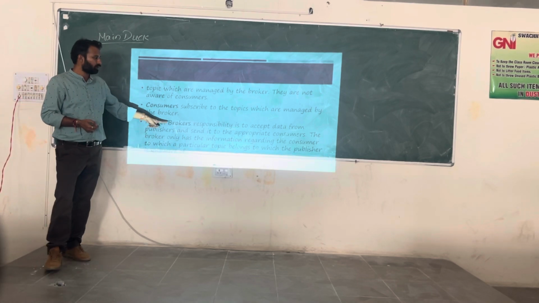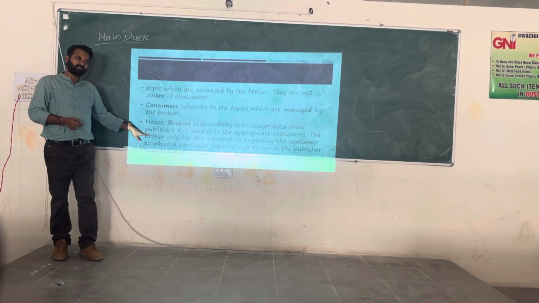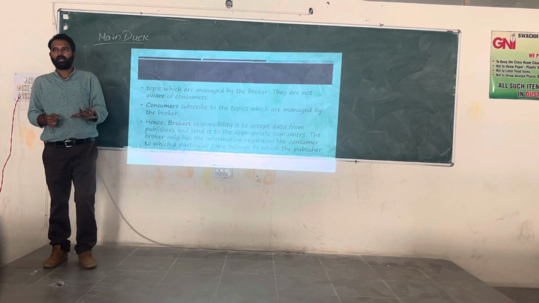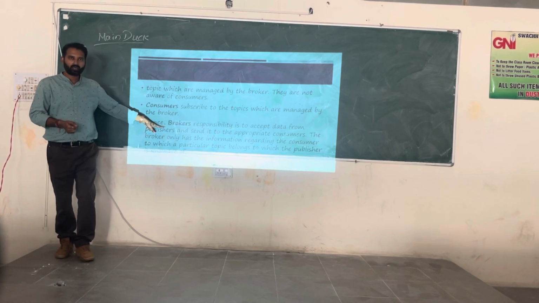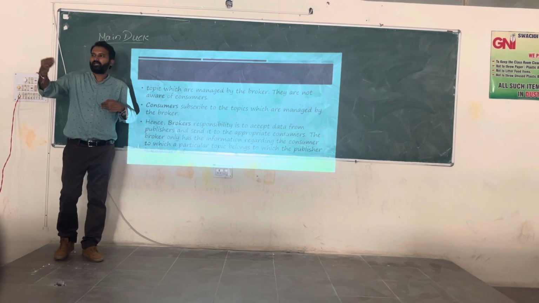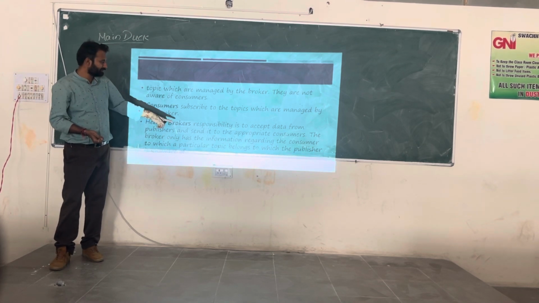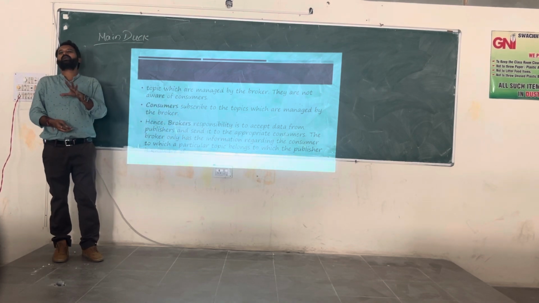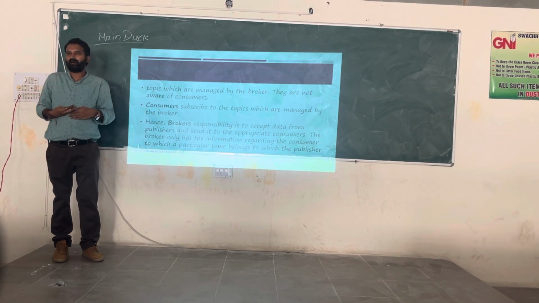Understandable? So the broker's responsibility is to accept the data from the publisher and send it to the appropriate consumer. Say sir. I'll revise it. The broker's responsibility is to receive the data from the publishers, the producers, and send that to the appropriate consumers. Means the broker is managing everything. What the consumer is doing is receiving the data.